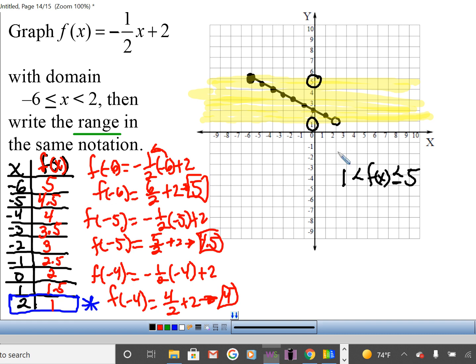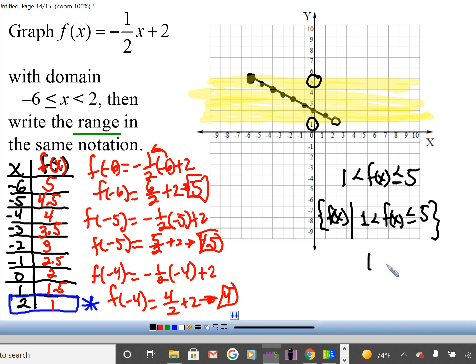Go to the next one. 1. Here's 1. Follow it to the graph. Is that a solid point? No, so we leave it open as is. We're done with our range. So write in set notation. Solution set of f of x. And then we have 1 less than f of x less than or equal to 5. And there you go. How about interval notation?